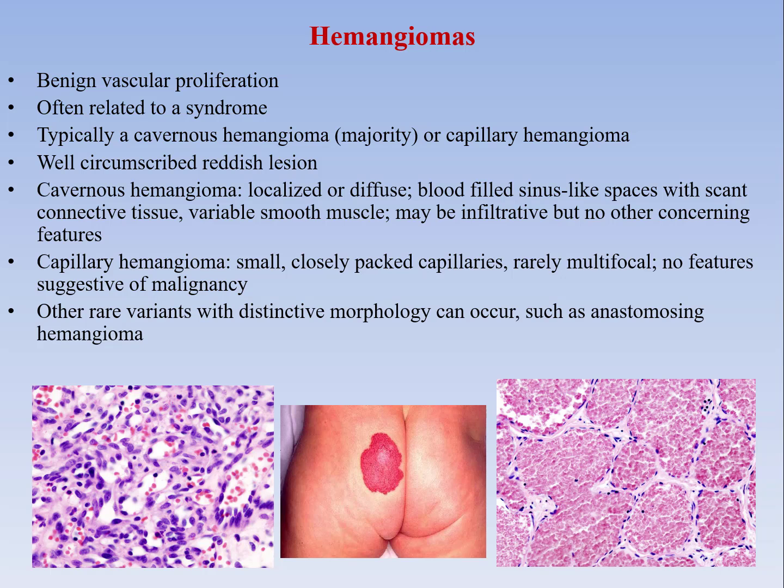Cavernous hemangioma, localized or diffuse, consists of blood-filled sinus-like spaces with scant connective tissue and variable smooth muscle. It may have an infiltrative type of growth, but it's not malignant. Capillary hemangioma has smooth, closely packed capillaries, rarely multifocal. There are no features suggestive of malignancy. Other rare variants with distinctive morphology can occur, such as anastomosing hemangioma.